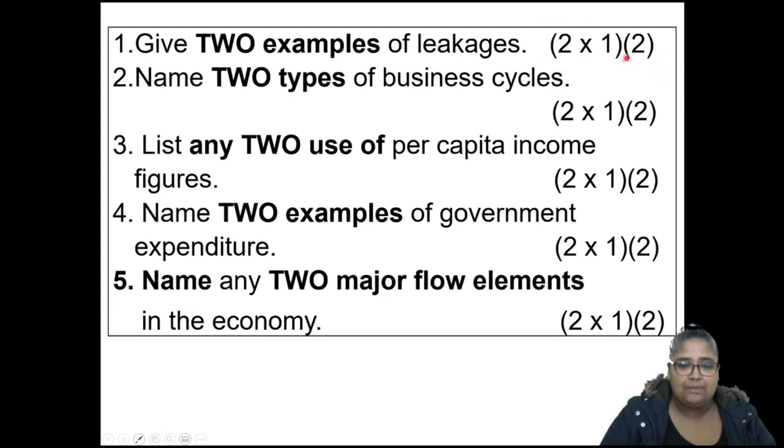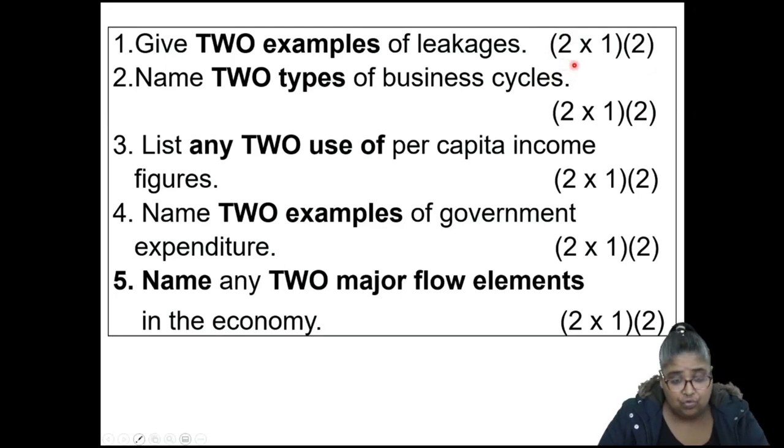Do you see that it says 2 times 1 gives you a final mark of 2. This means the first number indicates how many answers you are supposed to give. So if it says 2 multiplied by 1, it means we need 2 answers and each will be allocated 1 mark. Okay? So 2 answers, each answer worth 1 mark, and the final allocation will be 2 marks. Name 2 types of business cycles. So you just have to name, to list. So all of them are basically, it would say name, list, or give. So you just give the terms, okay? And important, like I said, the mark allocation, 2 multiplied by 1 means we want 2 things from you and each of them counts 1 mark.